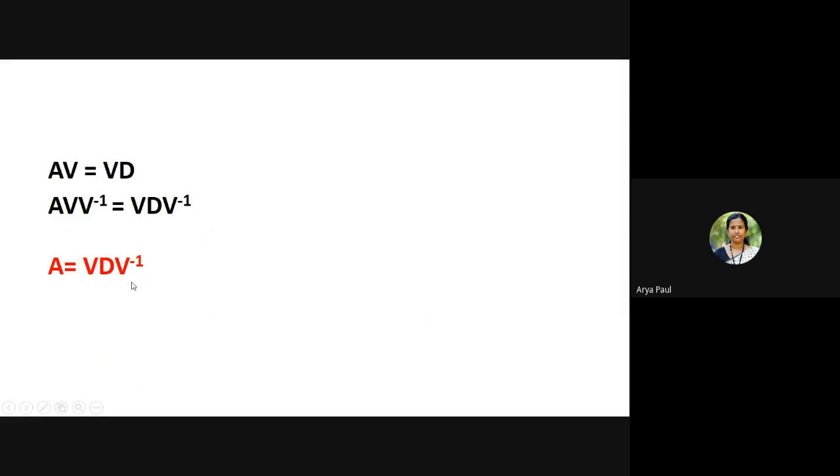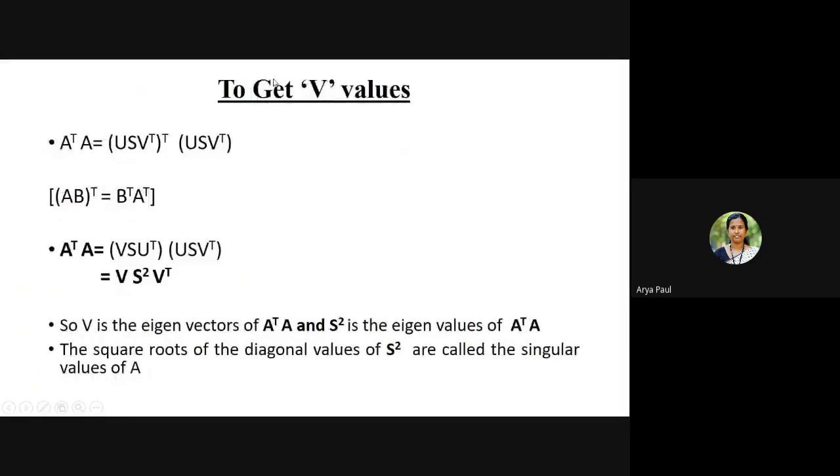Similarly, here also you are getting an equation like this. A transpose into A equals V into S square into V transpose, or V into S square into V inverse, just like your eigenvalue decomposition V into D into V inverse. Actually, V transpose is the same as V inverse for an orthogonal matrix. So by using this eigenvalue decomposition, you can compare that.